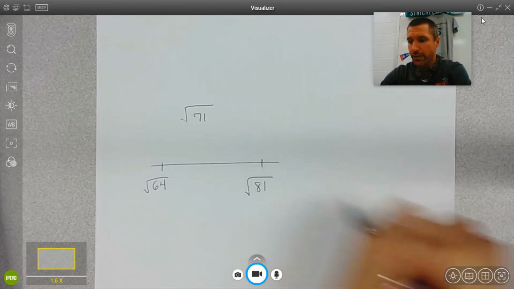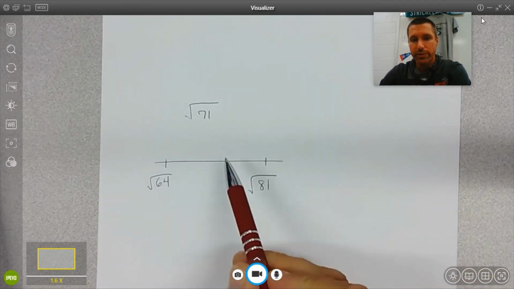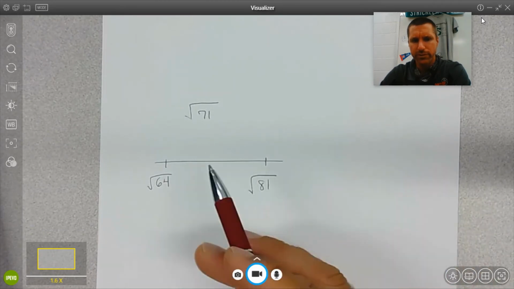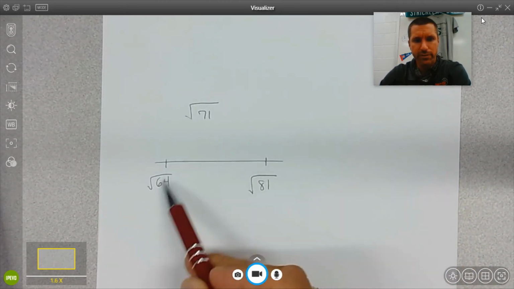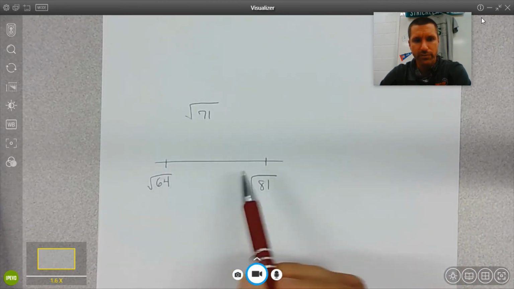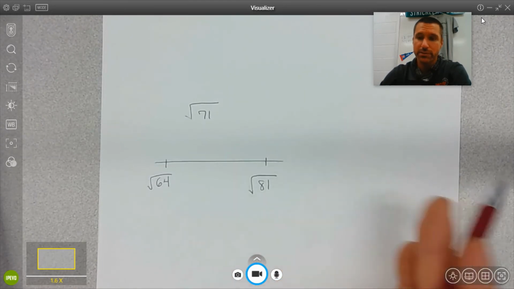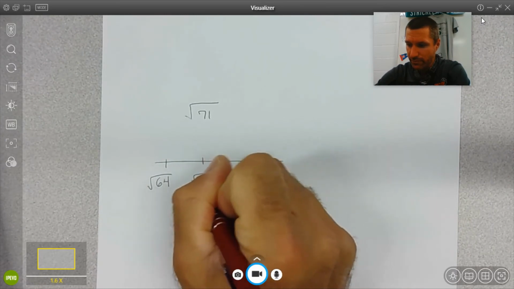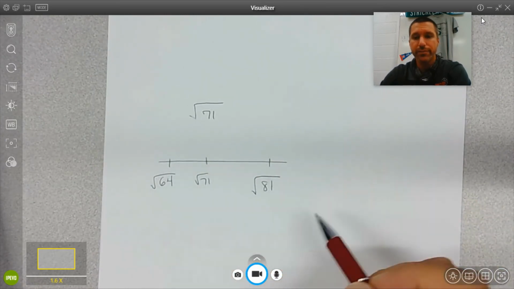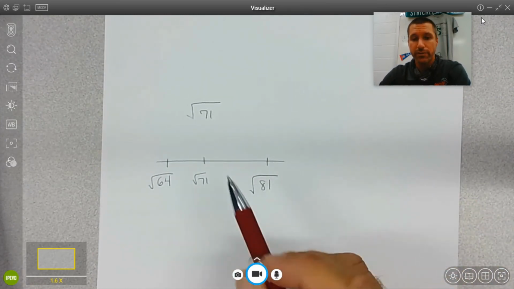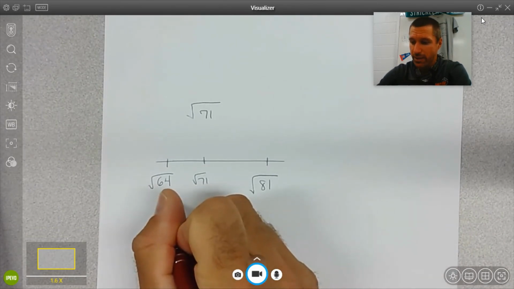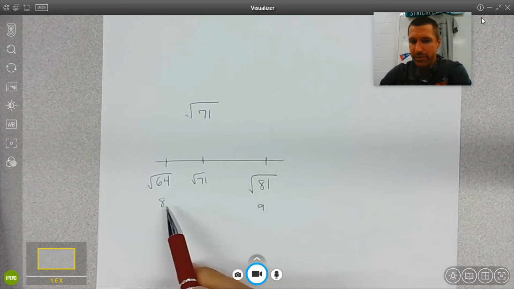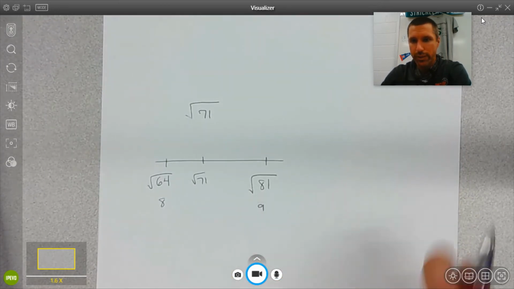That goes here. Now again, if you want to put it on the number line, where would it be closest to? So 71 is 7 away from 64, and it's 10 away from 81, so it's slightly closer to 64. So let's just nudge it that way a little bit. Less than half. Square root of 64 is 8. This is 9. So it's in between 8 and 9, so it's 8 point something.